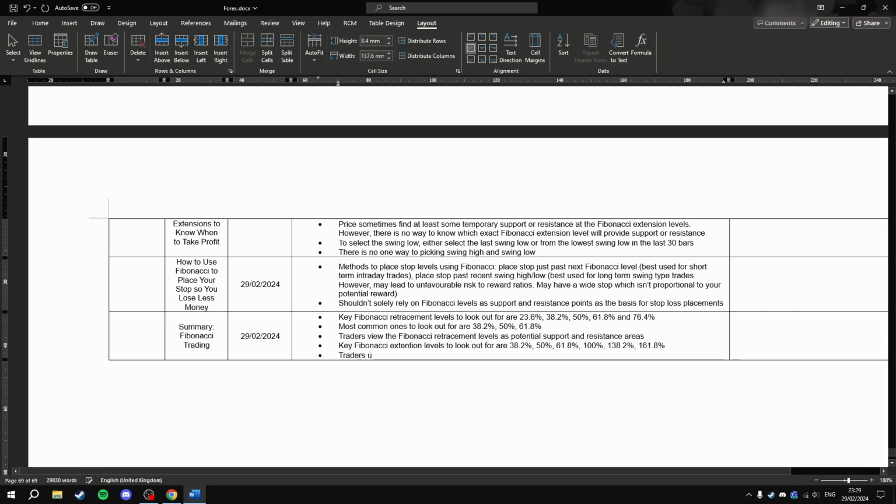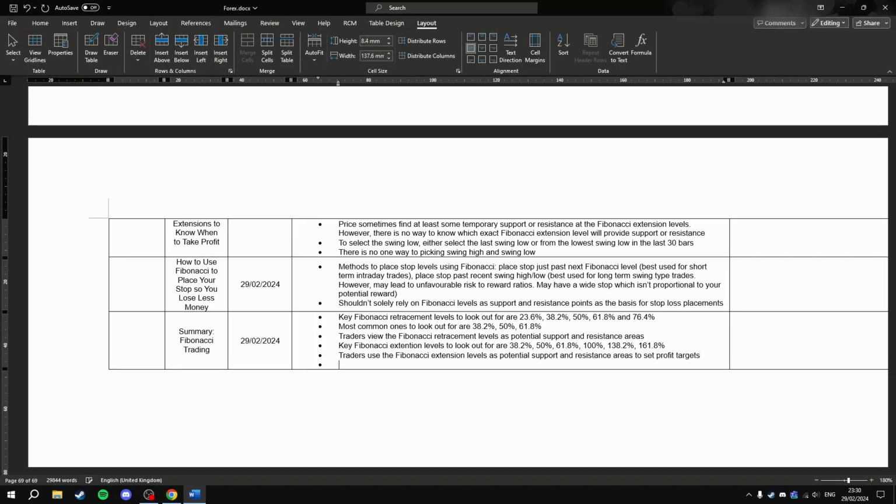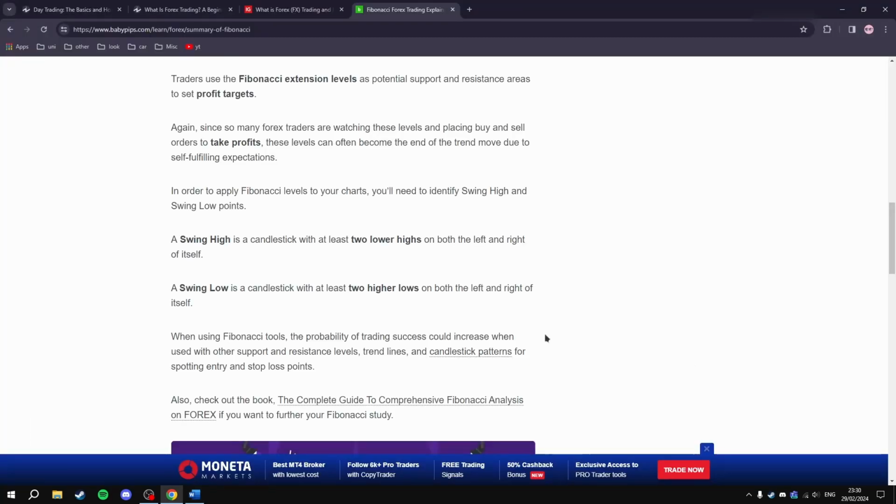Traders use the Fibonacci extension levels as potential support and resistance areas to set profit targets. Again, since so many Forex traders are watching these levels by placing buy and sell orders to take profits, these levels can often become the end of the trend move due to self-fulfilling expectations.